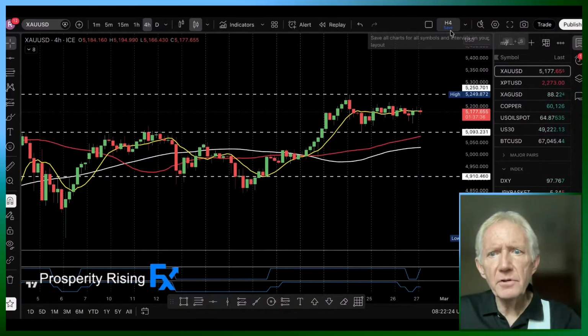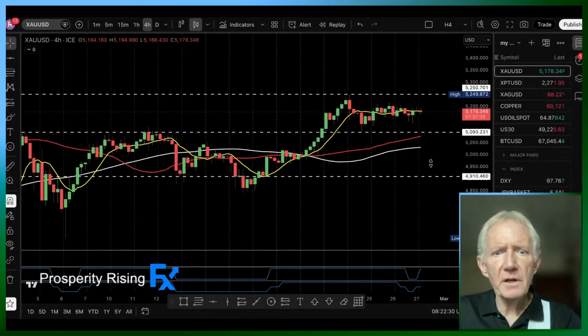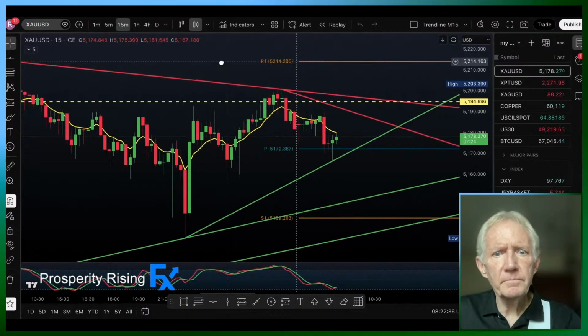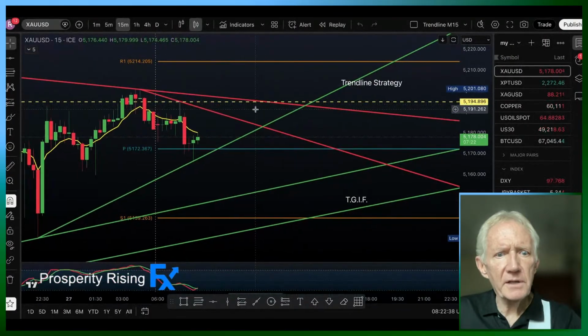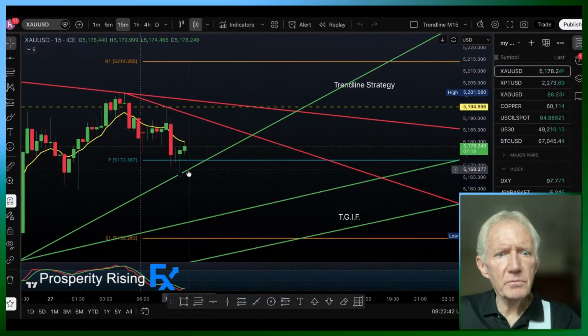Let me just save that chart. Okay, and now I can change to my trend line strategy. There we go. Back to today's action. Really not doing much at all. Just a rejection here at 51.65 and then a move back up.